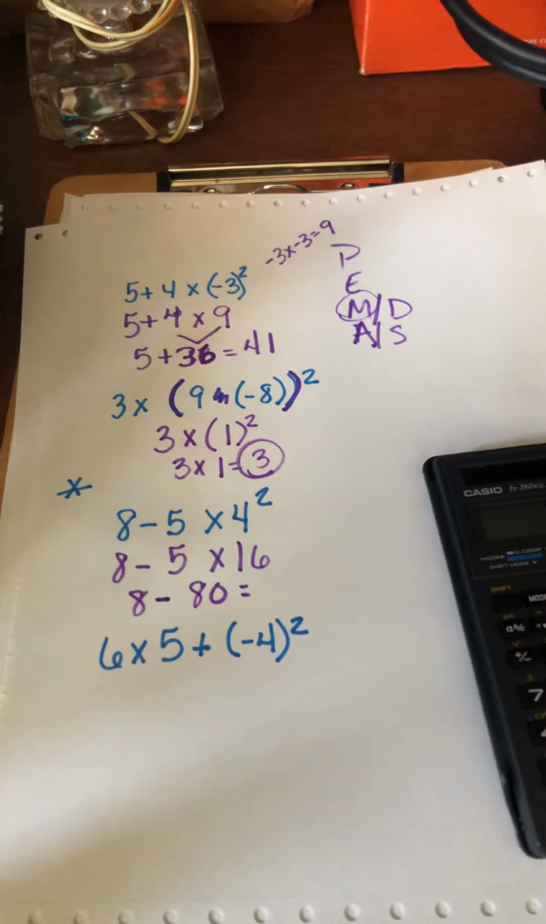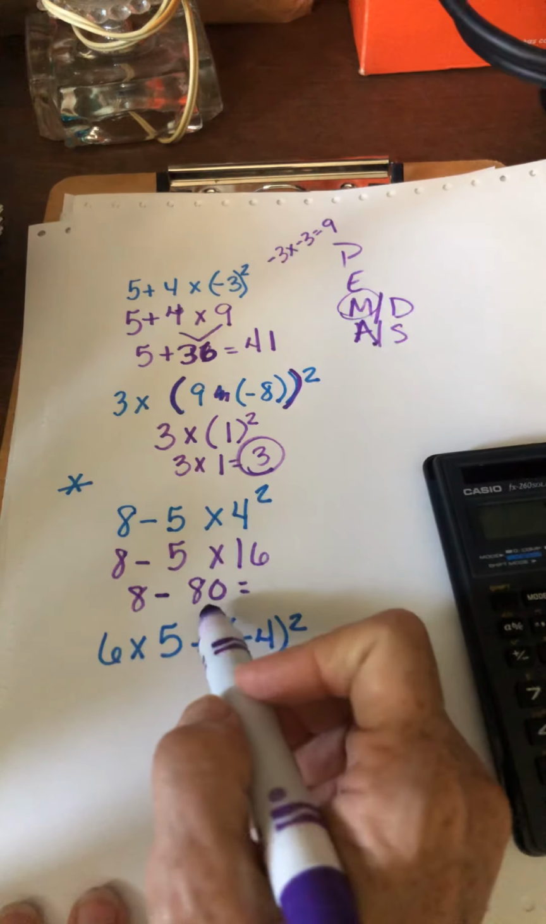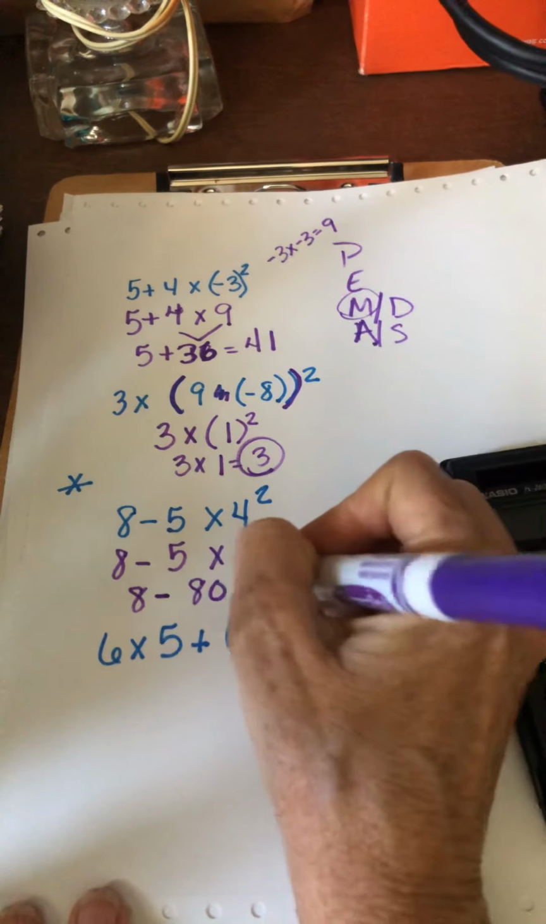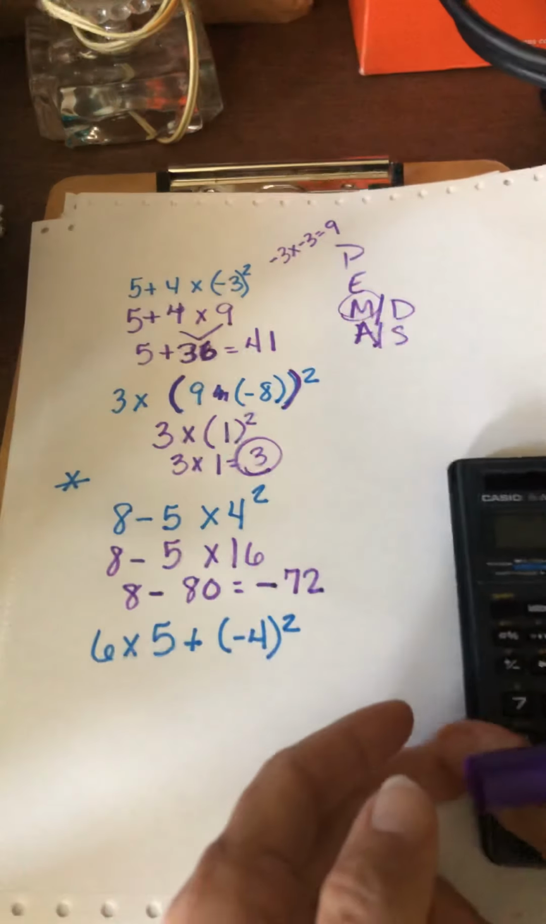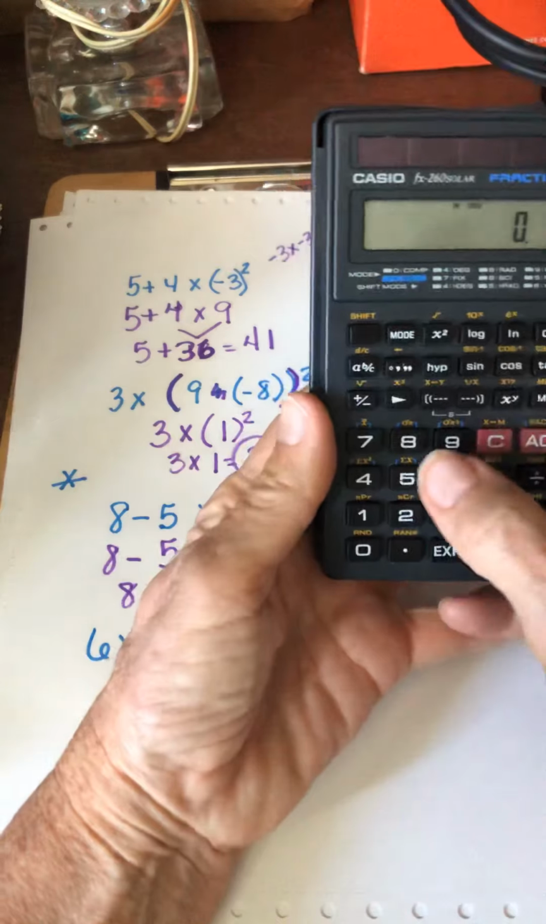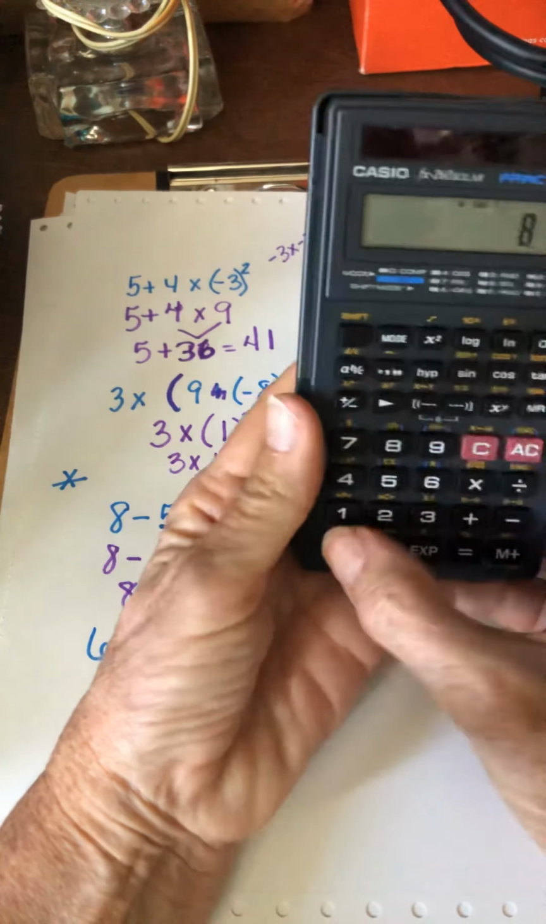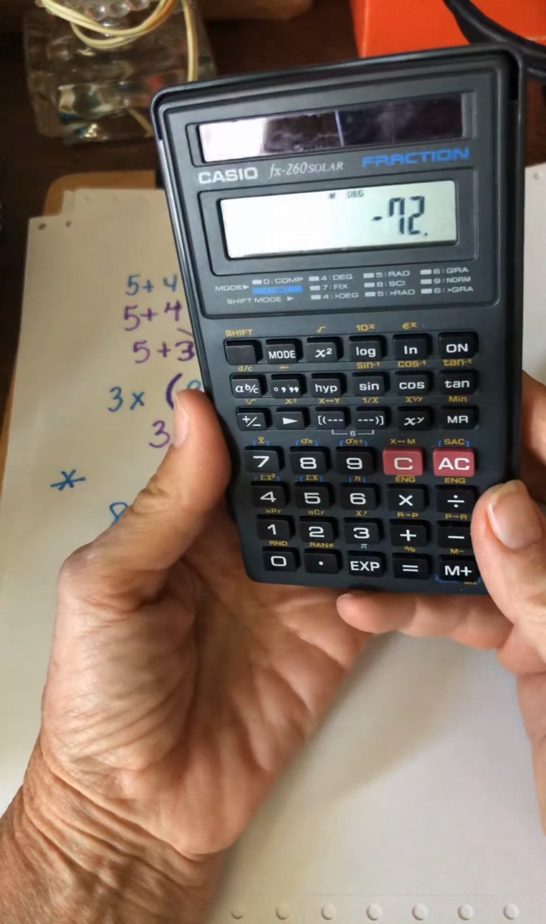Think about this. Is my answer going to be positive or negative? I only have 8 and I owe 80. I am short. I am short 72. If you had a calculator, you could just say 8 minus 80 and it would give you a negative 72.